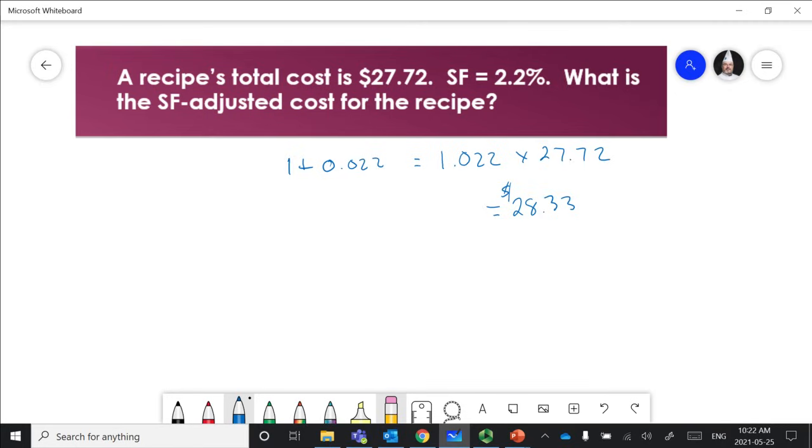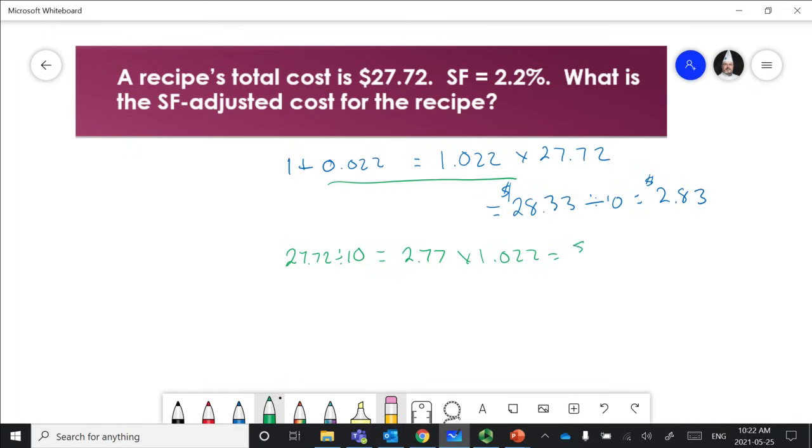Now, if that recipe was 10 portions, we could divide by 10 and we get our portion cost, right? Let's say it was 10 portions. Let's divide by 10. We're going to get $2.83 per portion, right? What if we divided by 10 before, right? So what if we figured out our portion cost first, and $27.72 divided by 10 gave us a portion cost of $2.77. If we multiply that times our 1.022 that we got up here, we're going to end up with, guess what? Same price. See what I mean by it doesn't matter if you apply it to the whole recipe or just the portion cost.